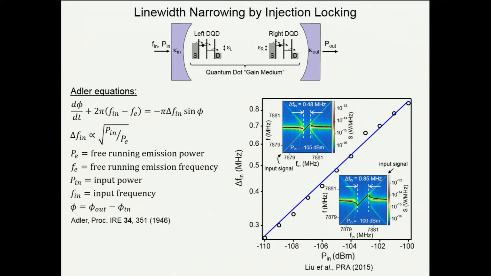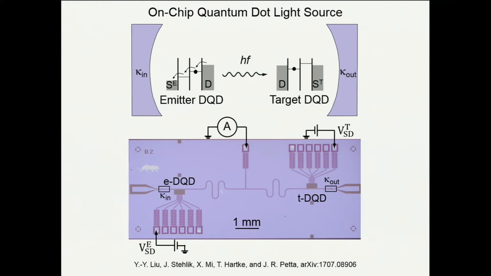I think I'll skip over this just in the interest of time, but you can take this device and clean it up quite a bit using a process called injection locking. And what this does is it kind of uses a seed tone to give you stimulated emission and results in a much narrower line width.